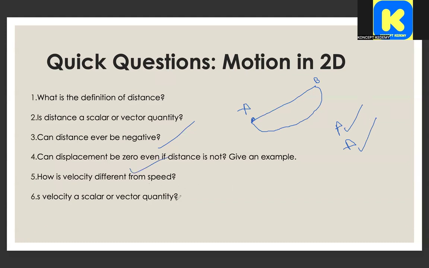How is velocity different from speed? You need to understand that velocity is a vector quantity and speed is a scalar quantity. In speed, we see how much distance we cover in a particular time, and in velocity, we see how much displacement we make in a particular time. Is velocity a scalar or vector quantity? I think I have given the answer to this already.